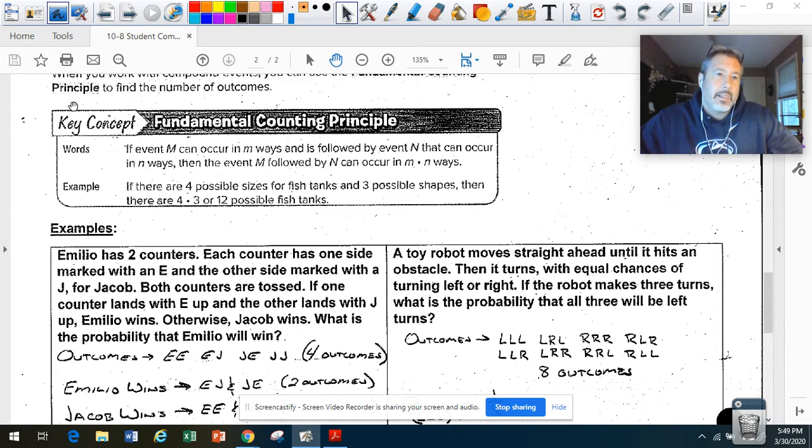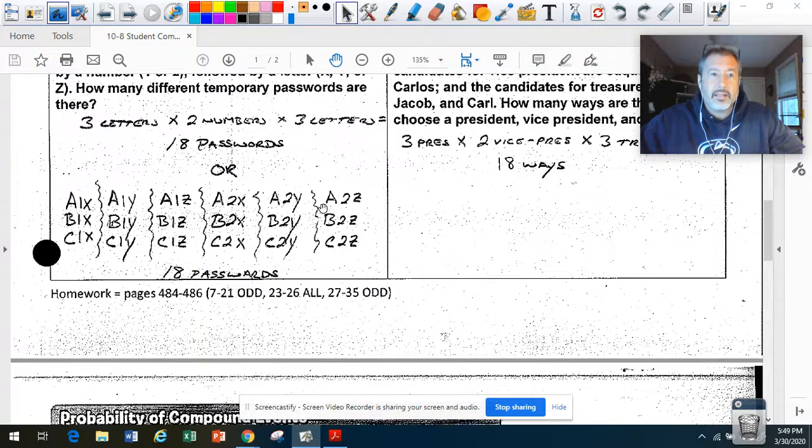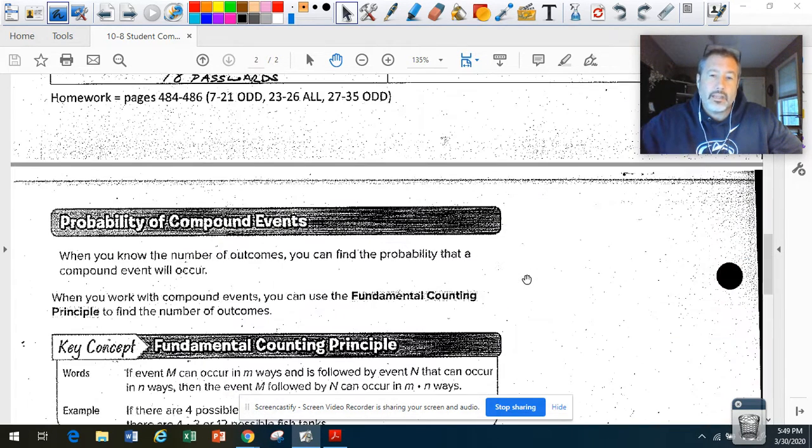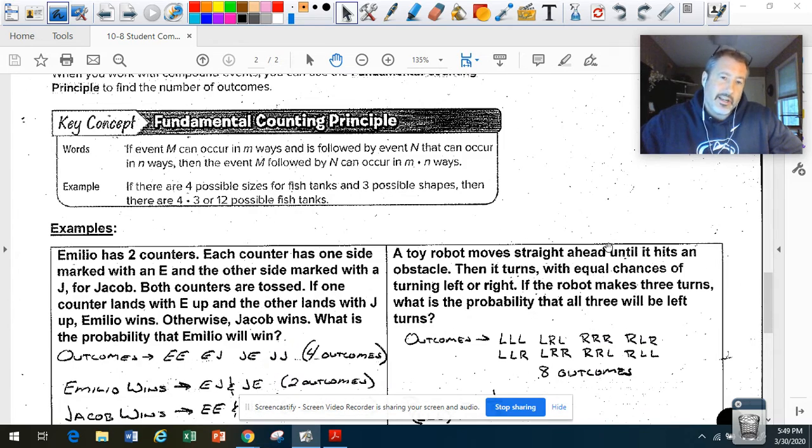Okay, so it says, the fundamental counting principle, it says if event M can occur in M ways and is followed by event N that can occur in N ways, then the event M followed by N can occur in M times N ways. Guys, that's just what we did up here. Hey, we said, hey, 3 people for the president, 2 people for vice, 3 people for the treasurer, multiply them together. That gave us our 18 ways. Okay, so there's an example there if you'd like to read that about the fish tank. That's what we did up top.